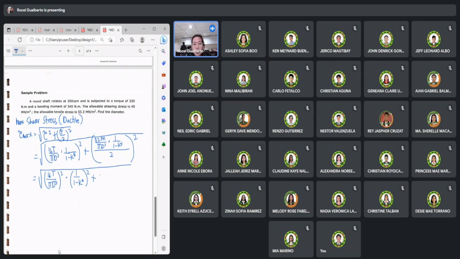This is 32 over 2. That will yield 16 also. 16M over pi d cubed squared times 1 over 1 minus k to the 4th squared. Okay? And then here, you could see that there are perfect squares. With these two, meron po tayong common. Ano yung common between these two terms? Ito pong 1 over 1 minus k to the fourth squared. Tama po ba? Meron din yan dito sa kabila. And at the same time, yung 16 over pi d cubed, common din po yan dito sa kabila. Okay? Nasundan po ba ako?